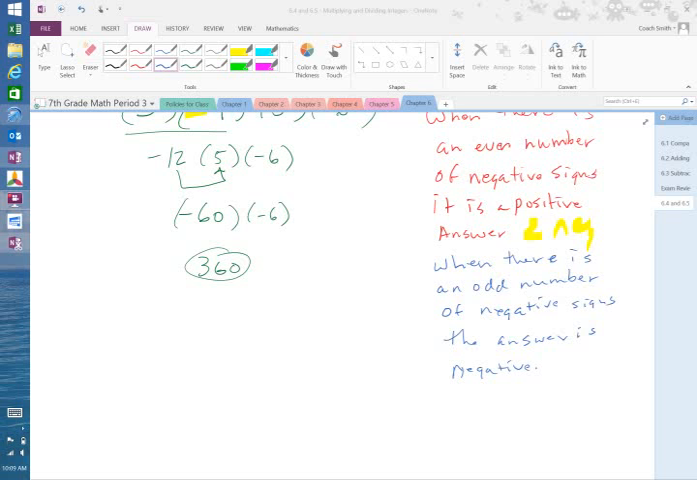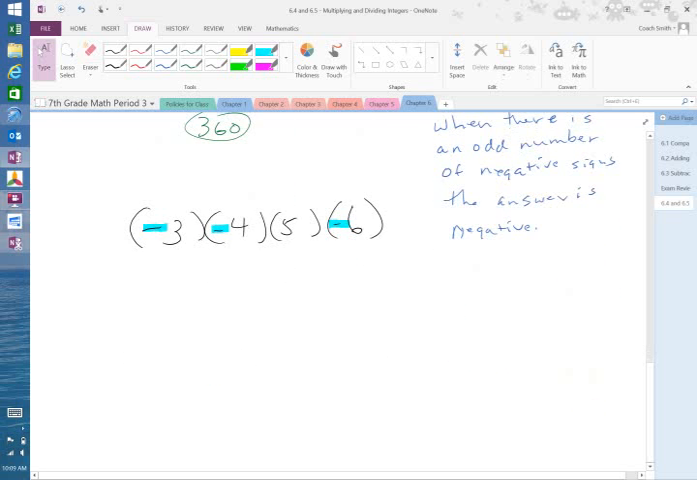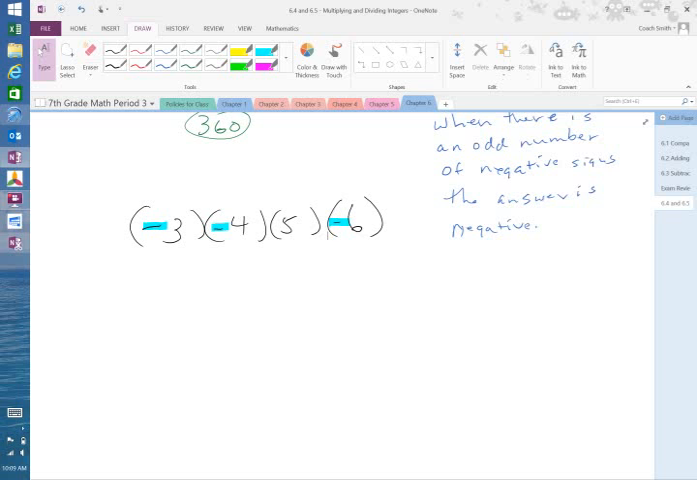Okay, when there's an odd number of negative signs. So, I'll do the same problem. Let's say we had negative 3 times negative 4 times 5 times negative 6. Now, in this problem, we have 3 negative signs. So, I really don't even have to know anything, but I have 3 negative signs, and it's all multiplication. Okay, that's one of the first keys.